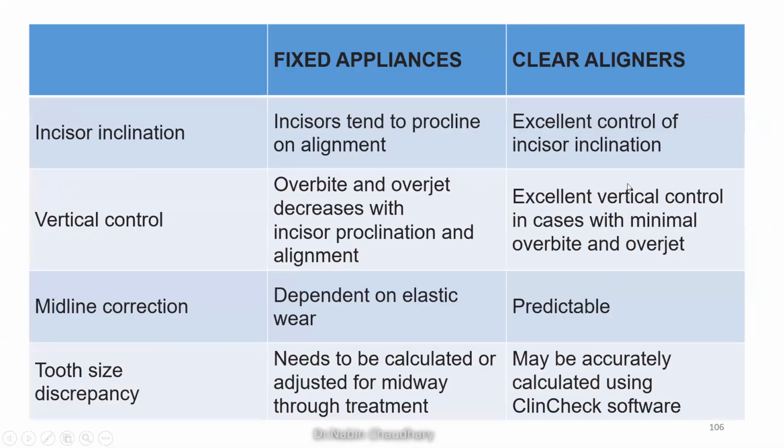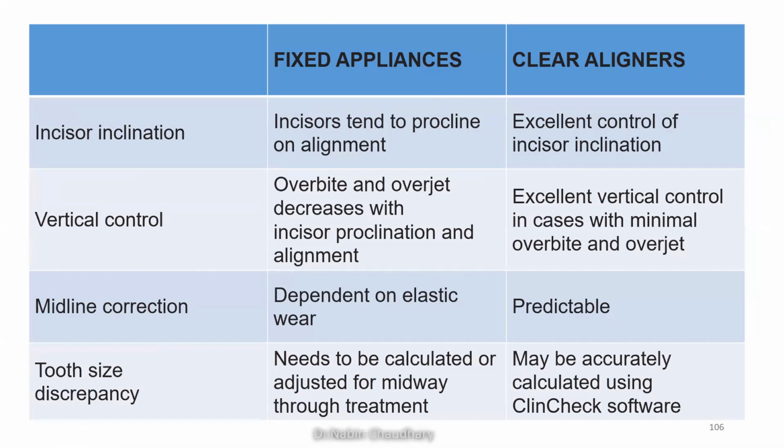For the incisor inclination, the fixed appliances generally tend to procline on alignment, whereas the aligners perform excellent control of the incisor inclination. And in case of the vertical control, the overjet and overbite will decrease with incisor proclination on alignment in fixed appliances. Whereas in case of the clear aligner, when there is minimal overjet and overbite, it will result in excellent vertical control.